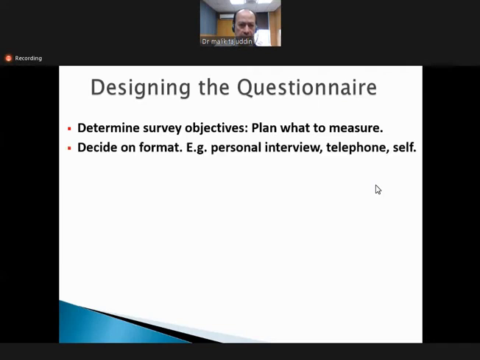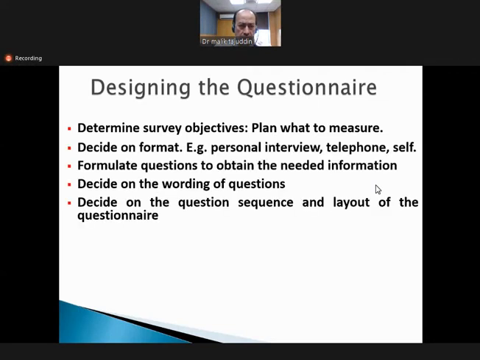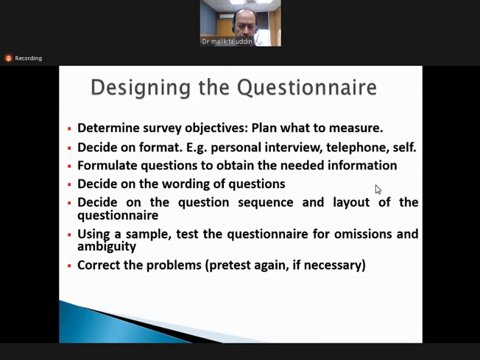In designing the questionnaire, there are certain points that should be considered. First, determine survey objectives and plan what to measure. What are the objectives of the research for which this questionnaire is being planned and formatted? All the questions should be in accordance with getting the information regarding our objectives.